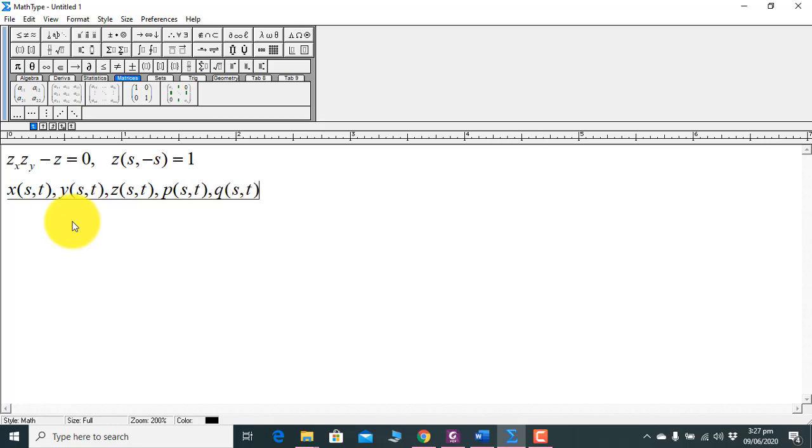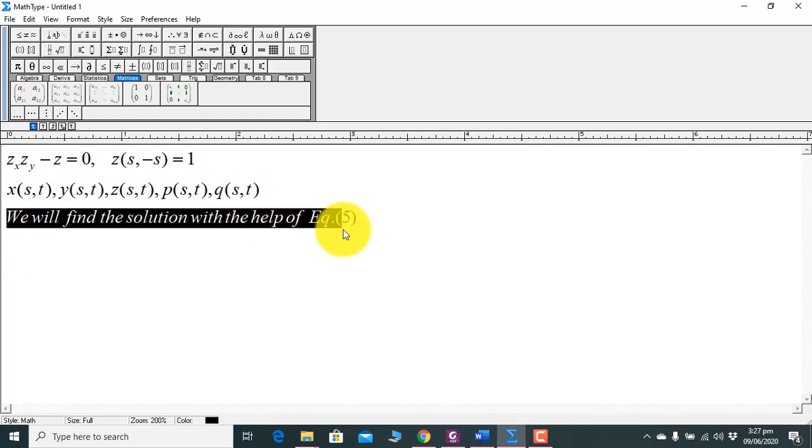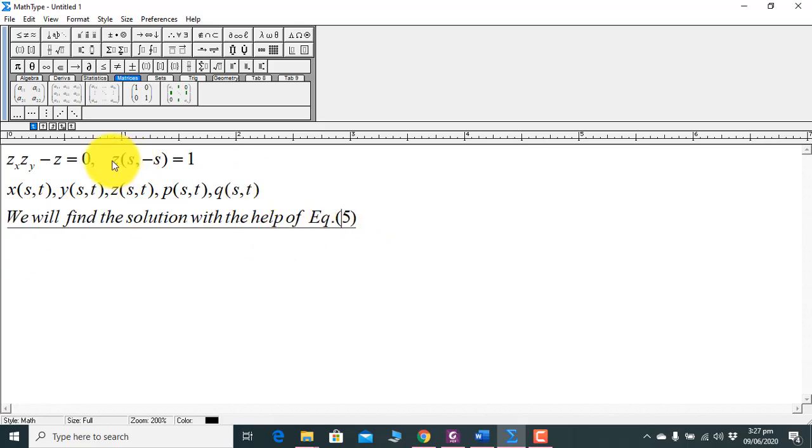We will find the solution with the help of equation 5. So equation 5 will give us the required solution of the 5 ordinary differential equations. But the problem is that we have only 3 conditions. So what are the conditions? This is the particular curve.